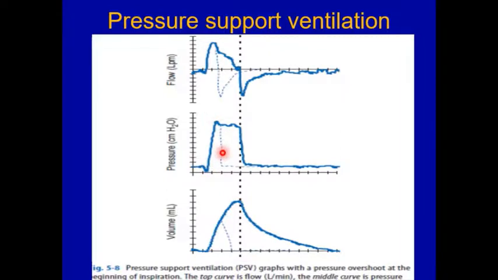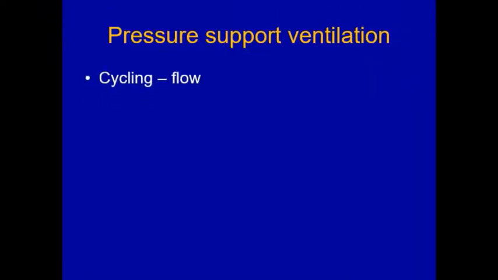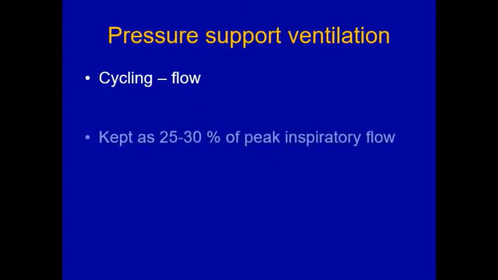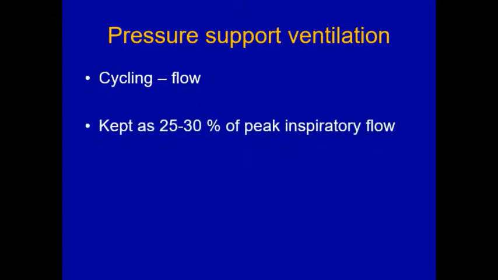So normally in case of pressure support ventilation, it is the flow cycling. Whenever this flow decreases to 25 to 30% of the peak flow, then cycling occurs. Pressure cycling occurs whenever the pressure increases to abnormally high levels, or whenever the rise time is too short. Whenever this pressure cycling occurs, then the tidal volume is less. So in pressure support ventilation, cycling is flow cycling. It is kept as 25 to 30% of the peak inspiratory flow.